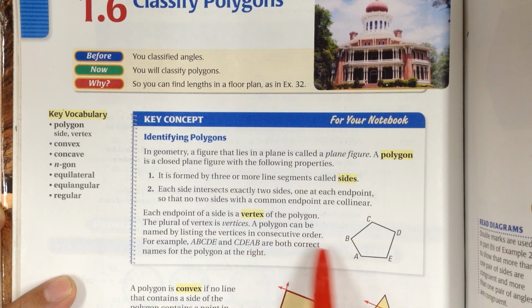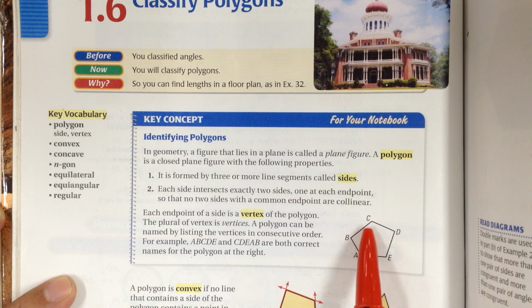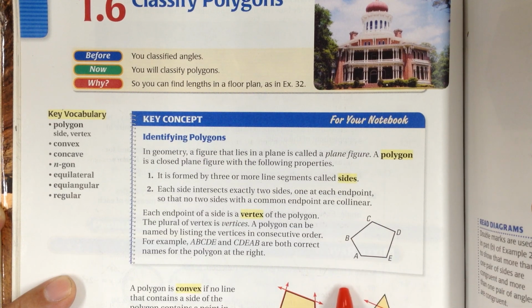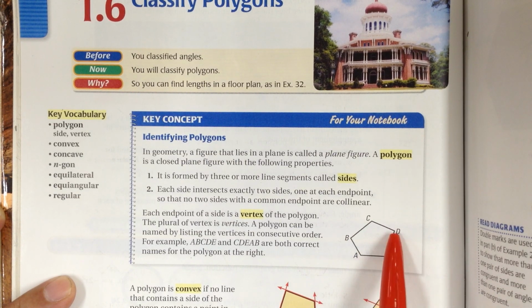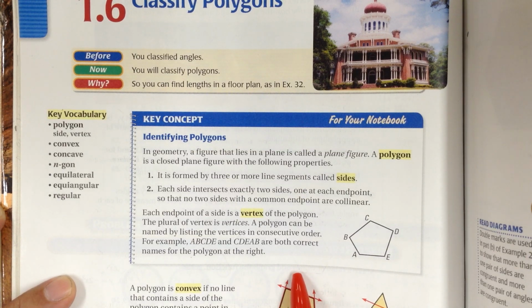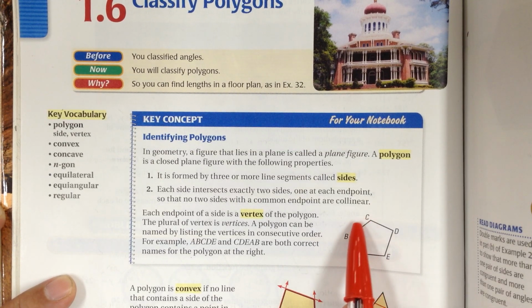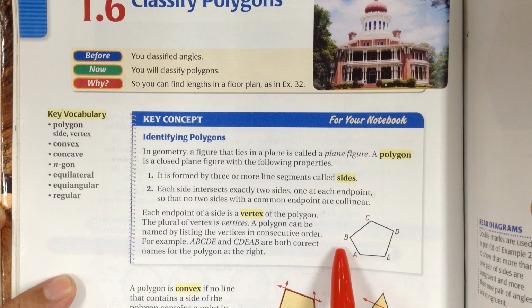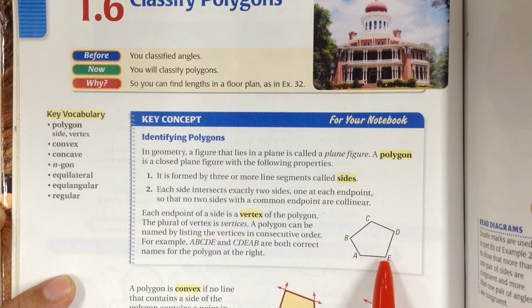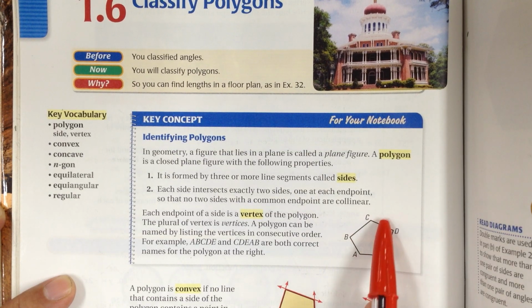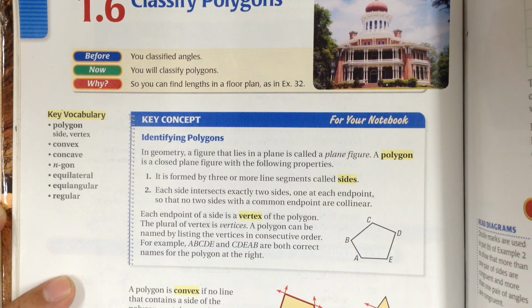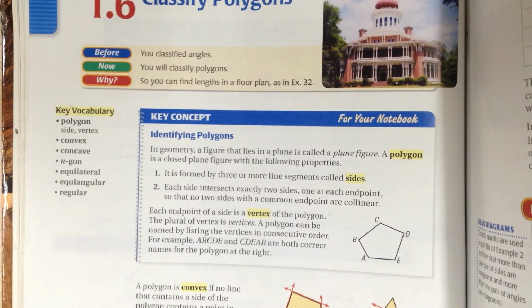Now, again, when you name it, you must be consecutive. You cannot jump all over the place. You cannot go C, A, E, B, D, for example. That would be incorrect. As long as you go clockwise or counterclockwise, or you can start with any point and make sure that you go consecutive. So that's how you name the polygon.